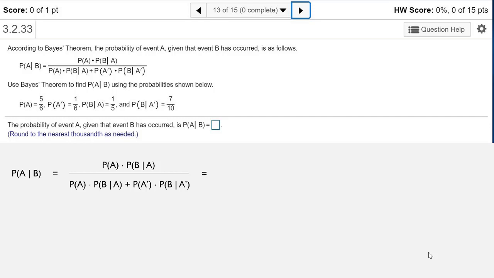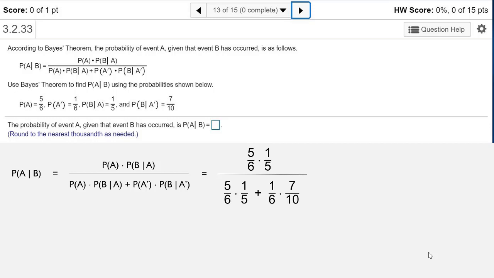So for the numerator, probability of A is 5/6, probability of B given A is 1/5. So we get 5/6 times 1/5 over, then that is going to be repeated, 5/6 times 1/5, plus probability of A prime is 1/6, probability of B given A prime is 7/10. So we get the same term as the numerator for the first one, and then the 1/6 times 7/10 for the second term in the denominator.